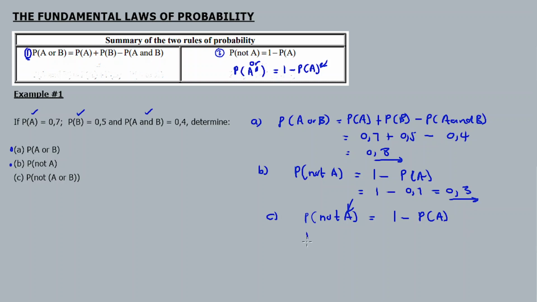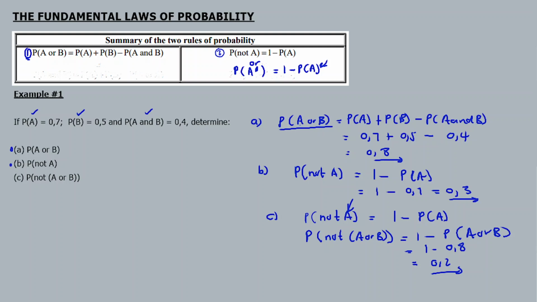So for example, the probability of not A or B. Here it was not A, and here it was the probability of A. So this is the probability of not A or B. It means that you have 1 minus the probability of A or B. Guess what? So calculate here now. The probability of A or B is 0.8, so it's 1 minus 0.8, which equals 0.2. That's the answer.